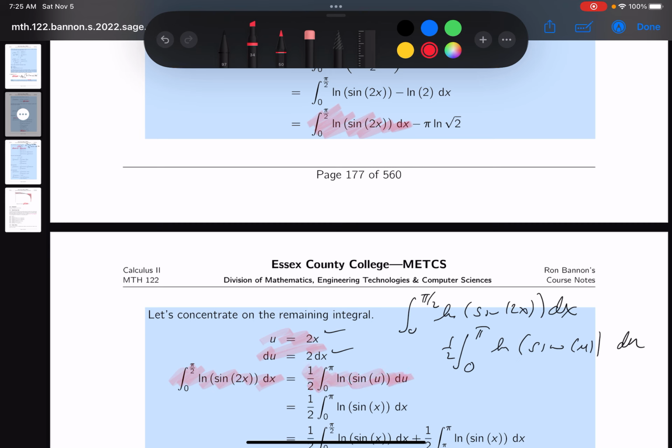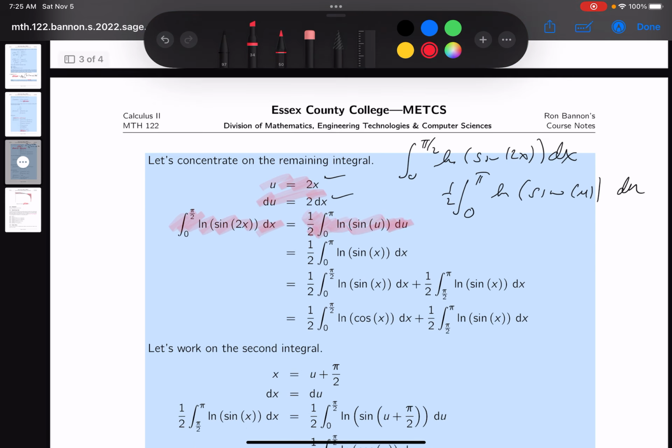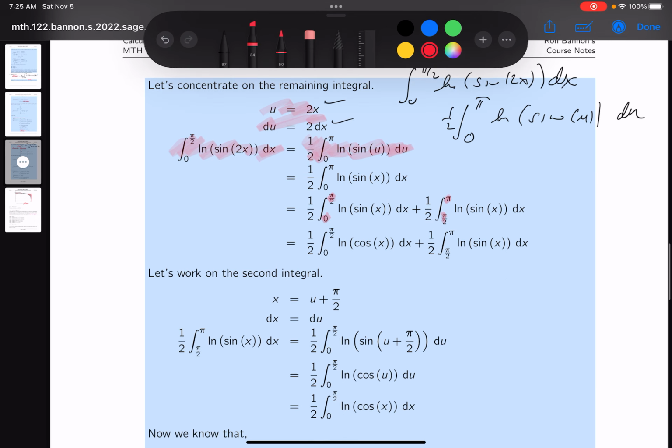All right? So we're pretty good with that. And then what I'm doing over here is just kind of looking at it. And I noticed that the limits now go from 0 to pi. So I'm going to split into two different parts. I'm going to go from 0 to pi over 2 and pi over 2 to pi. All right? So what am I doing over here?